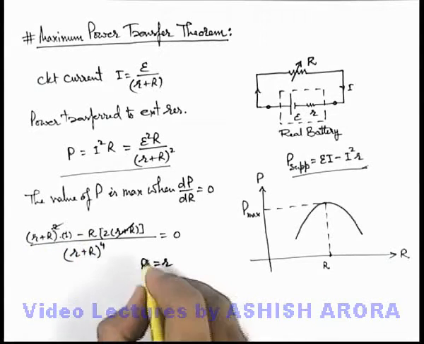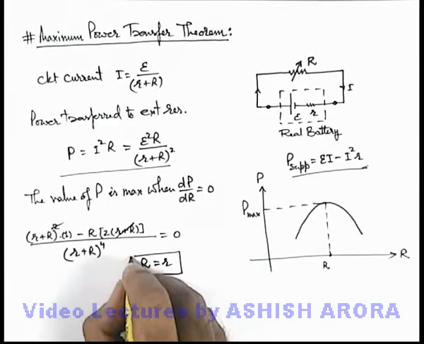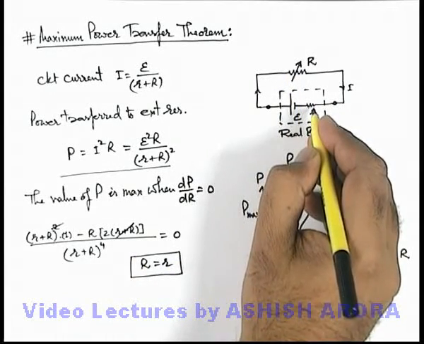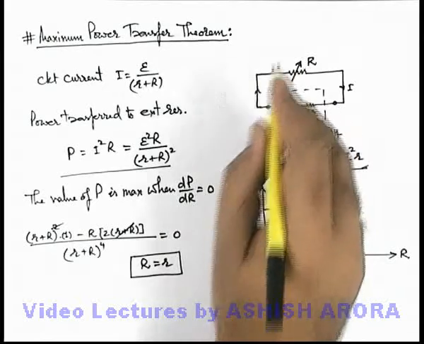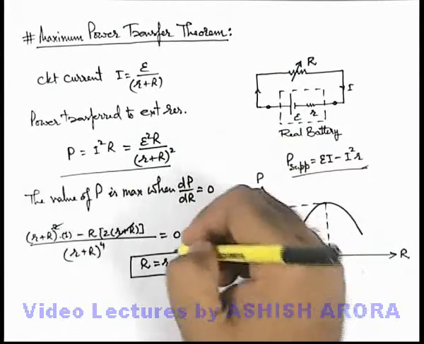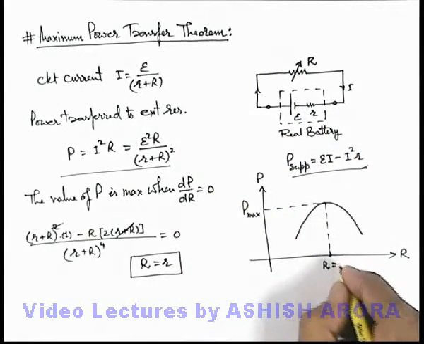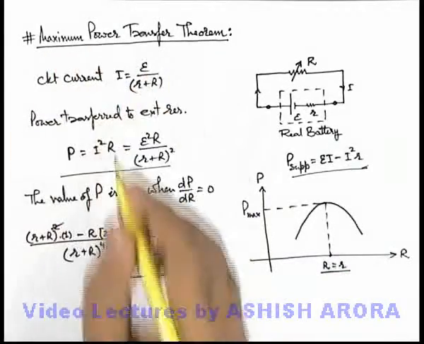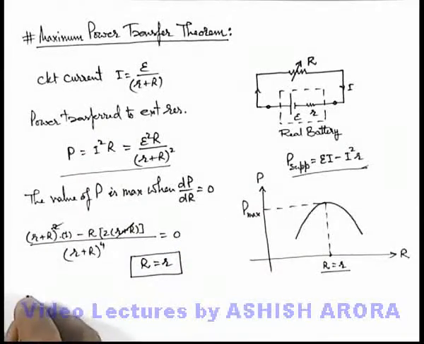That means when the external resistance is equal to the internal resistance of the battery, then the power supplied by the battery to the external resistance is maximum. So this specific value of R can be written as small r, the internal resistance of the battery. And this is called the maximum power transfer theorem, and this can also be written over here.